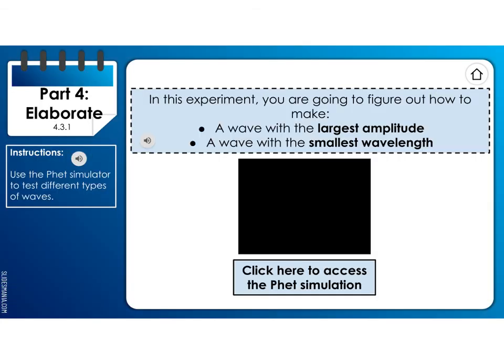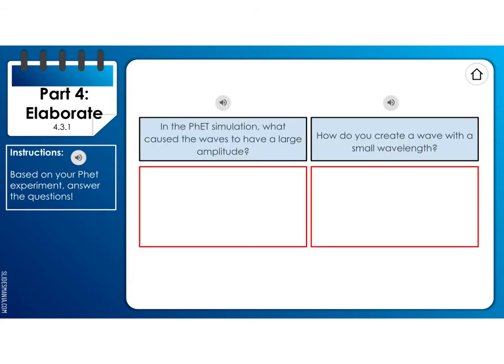The next page you're going to do, you get to play with the PhET simulation again. Those are really fun. And while you're playing with it, don't just be messing around without thinking, because on the last page, you are going to need to answer the 2 questions. In the PhET simulation, what caused the waves to have a large amplitude? And then the second question, how do you create a wave with a small wavelength?